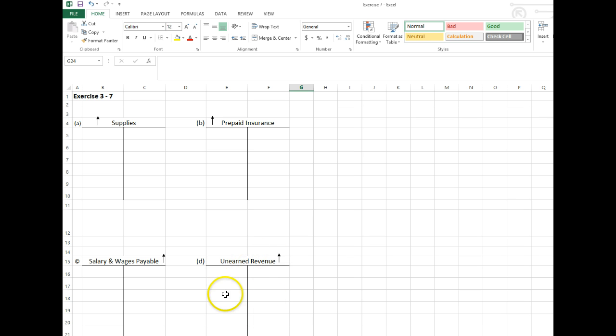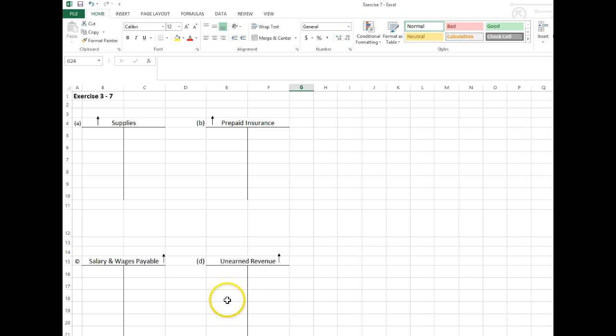Unearned revenue is a little bit different, isn't it? It's going to go up not because we pay, but because we have received cash in advance. So unearned revenue goes up when a customer prepays in advance, and so we owe services. The reason it's a liability is because we owe goods and services for that. And then it's going to go down when we provide the goods and services. If we provide goods and services, we earn the revenue.